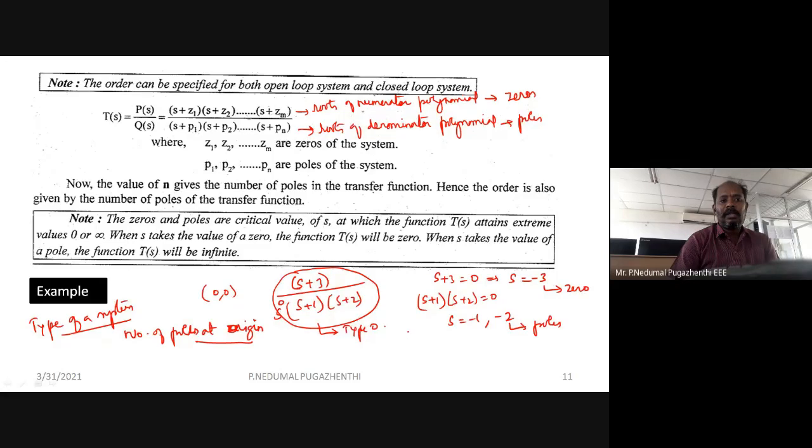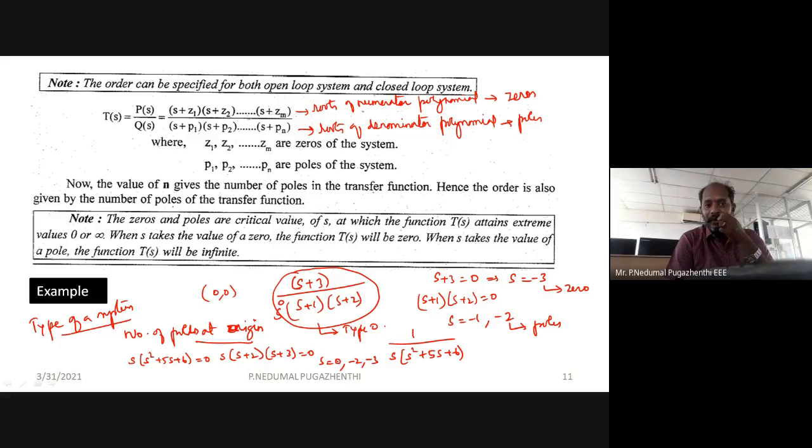Another example I will give you, 1 divided by s into s squared plus 5s plus 6. What is the type here? If I equate this denominator to 0, what will I get? S into s squared plus 5s plus 6 is equal to 0, or s into s plus 2 into s plus 3 is equal to 0. S is equal to 0, comma, minus 2, comma, minus 3. How many poles are there at the origin?